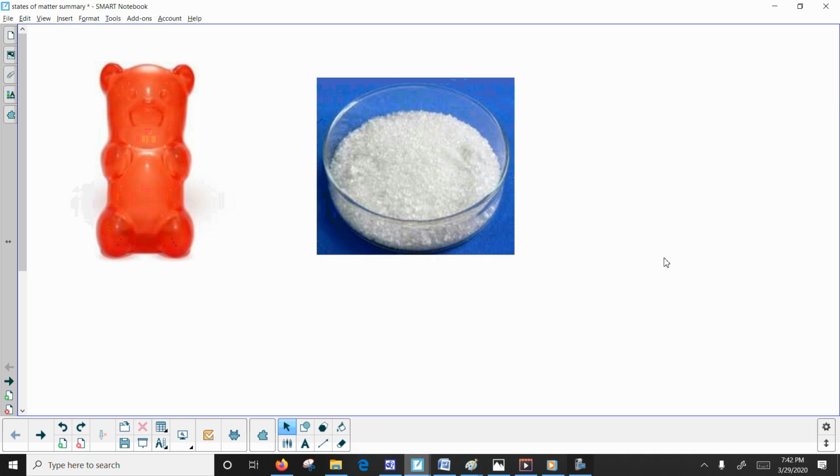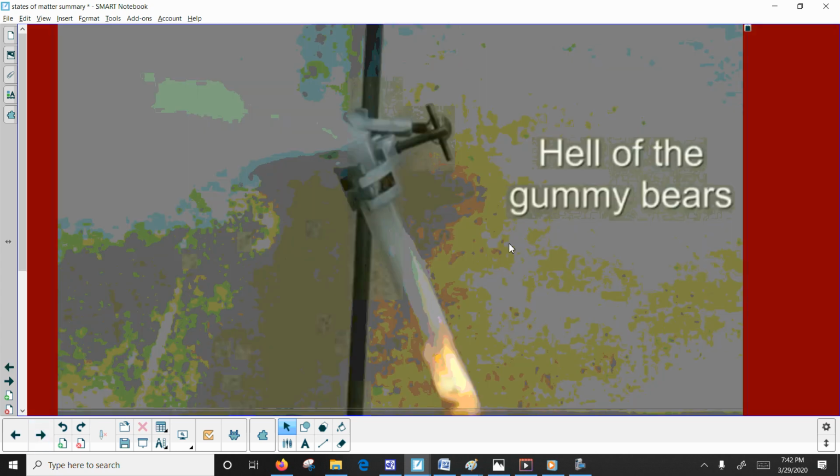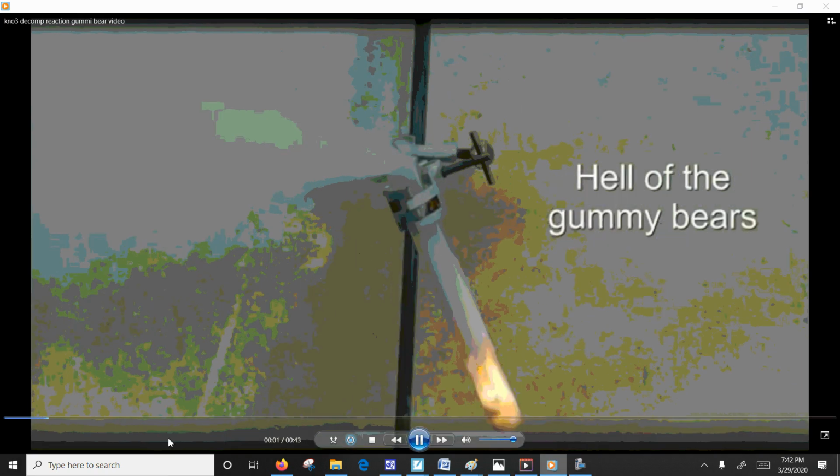So what I have in front of us here is one of my favorite reactions. It's the reaction of gummy bears and potassium chlorate. This reaction is very vigorous. It's called Hell of the Gummy Bears. Let's actually check out the reaction, see how amazing it is. Here we go.